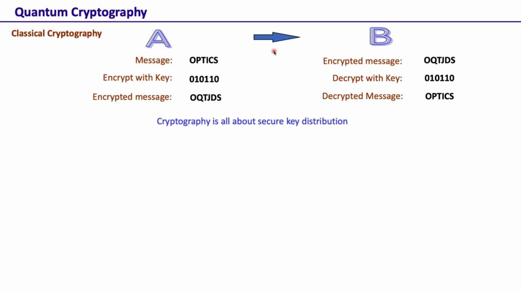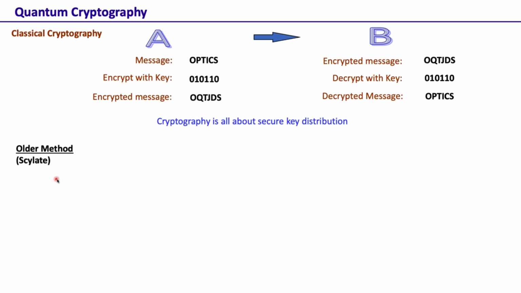So cryptography is all about secure key distribution. That means how A and B can generate a key among themselves that nobody else knows about. Once the key is generated, any message can be encrypted with that key, and this encrypted message can be sent to B even over a public channel, but since only B has the key, nobody else will be able to decrypt the message. So that's cryptography in general, and it is again all about secure key distribution. Once the key is distributed in a secure manner, the message can be sent over a public channel without any issue.